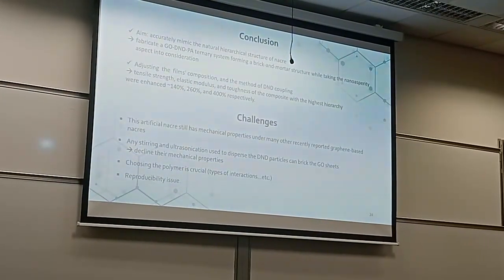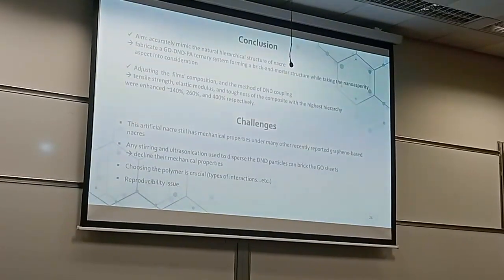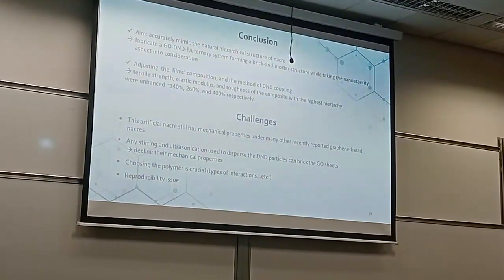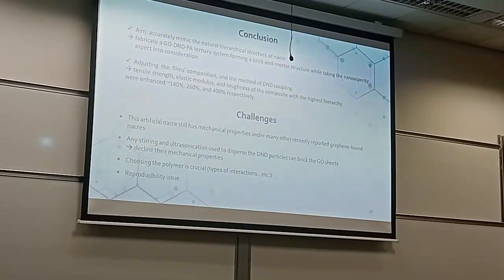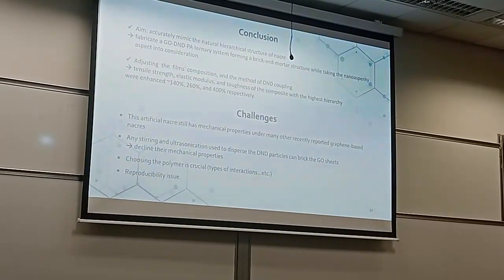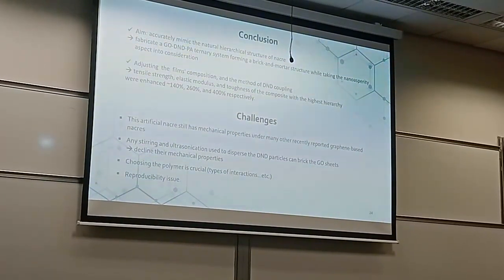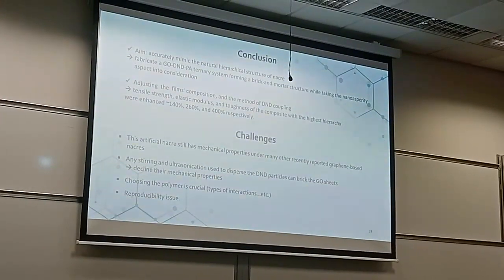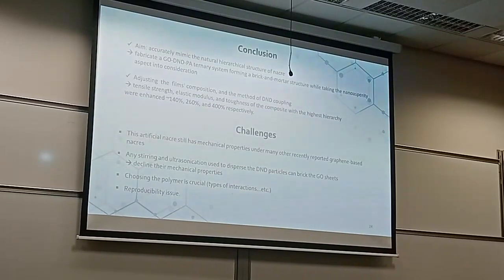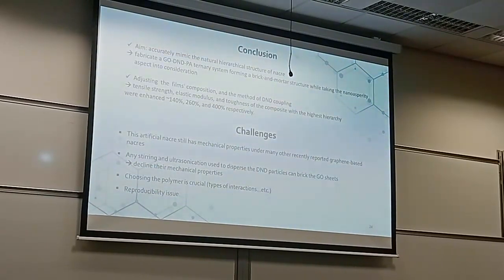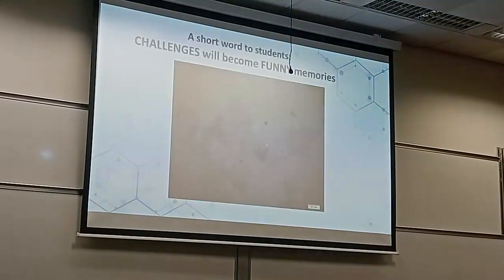The problem also we have is that when trying to disperse the nanoparticles, you need to use ultrasonication or just mechanical stirring or some dispersion methods, which can break the graphite oxide or graphene oxide layers at the same time. So there is a compromise in between, and then the problem of choosing the polymer, because you need to get some either hydrogen bonding or some interactions. Also, the reproducibility issues should be addressed.